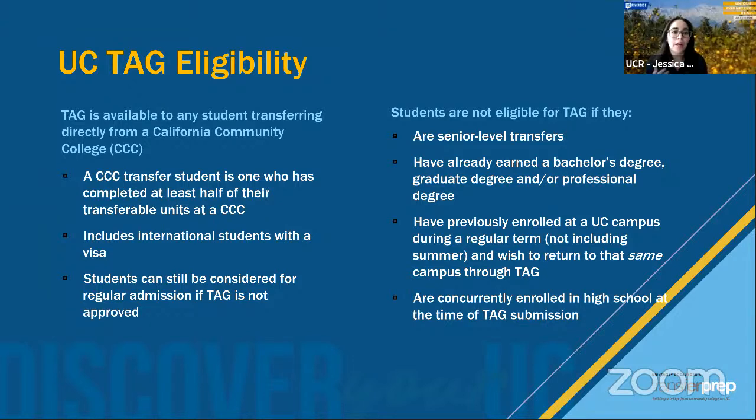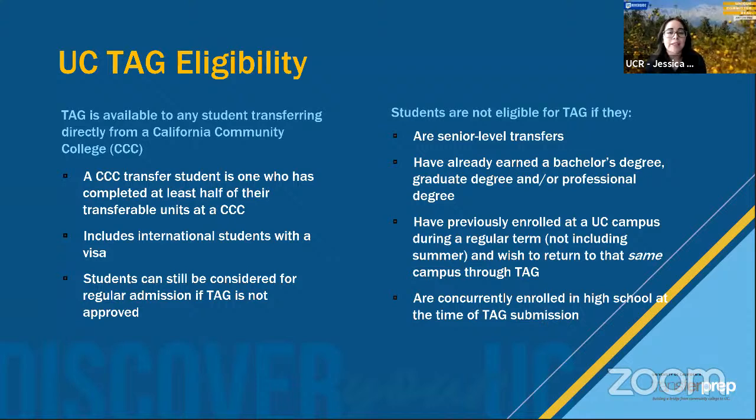So if you are an international student with a visa, if you may have started at a 4-year or a Cal State, maybe out of state, but you're now currently a community college student, you're planning to complete your academic years at a California community college before transferring to a UC, you can still be eligible.